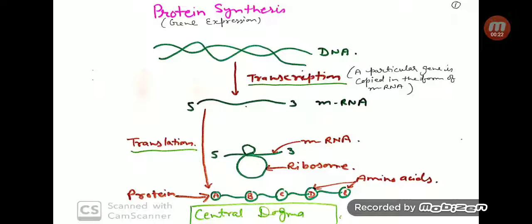Synthesis of protein from mRNA occurs on ribosomes, and the synthesis of protein in two steps, that is transcription and translation, is collectively known as the central dogma.